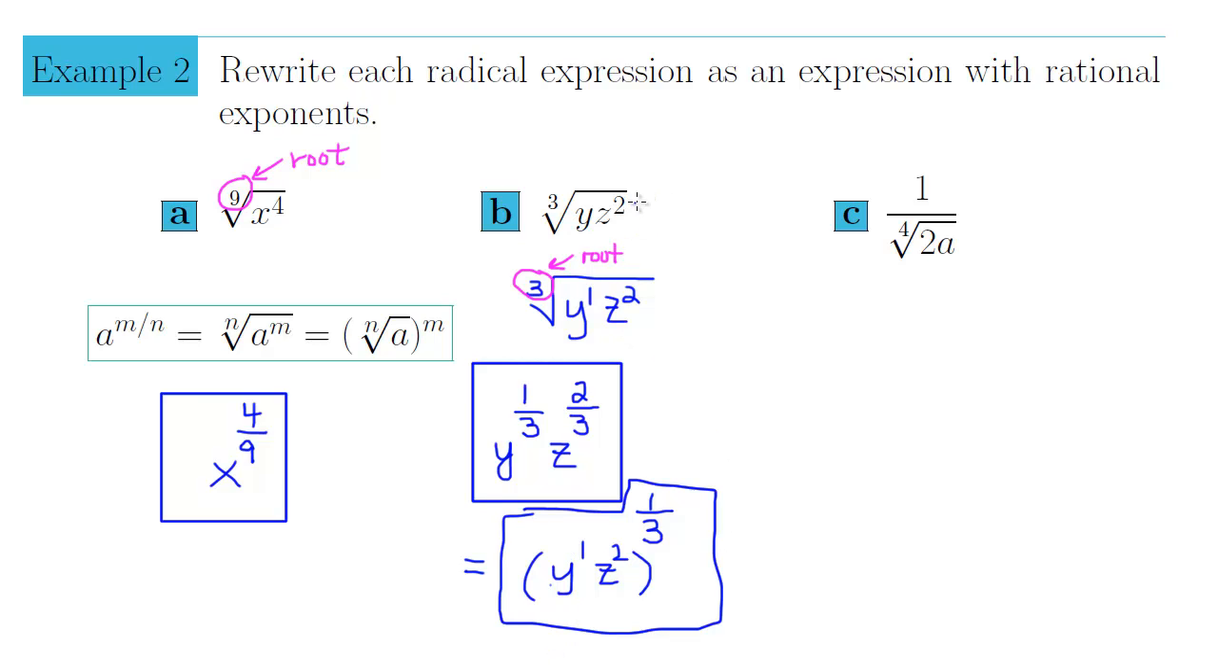And do you see how you could also directly go from there to here? How the cubed root becomes the 1/3 power, and inside you have yz to the second. Just another way to look at that.